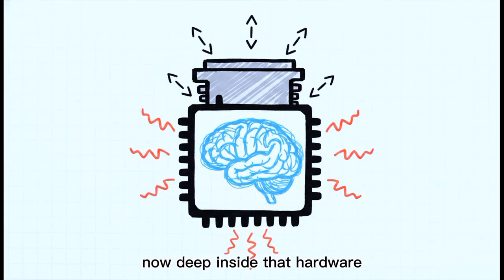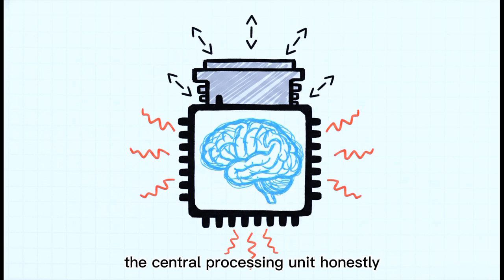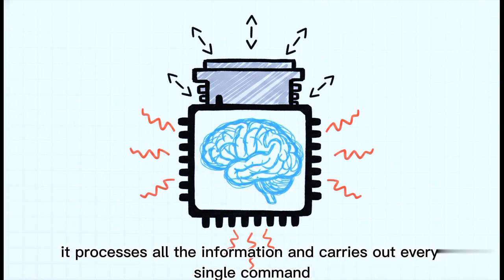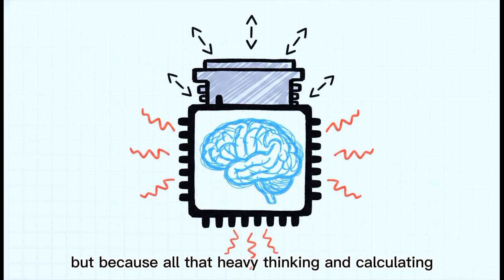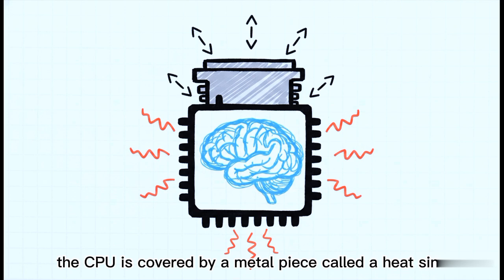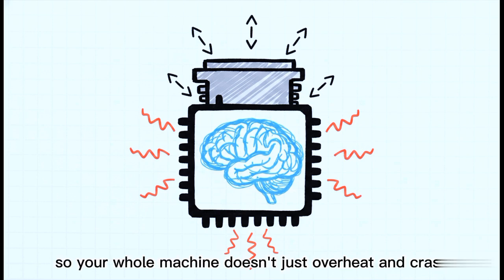Now, deep inside that hardware, sitting on a giant circuit board we call the motherboard, is the CPU, the central processing unit. Honestly, just think of this as the brain of the computer. It processes all the information and carries out every single command. But because all that heavy thinking and calculating generates a massive amount of heat, the CPU is covered by a metal piece called a heatsink. It literally draws the heat safely away so your whole machine doesn't just overheat and crash.